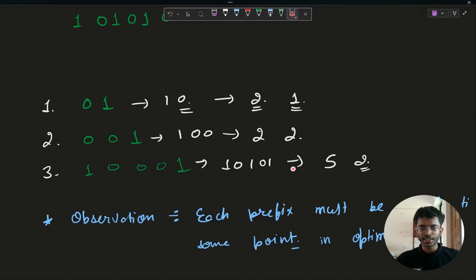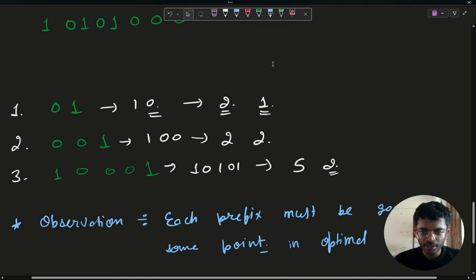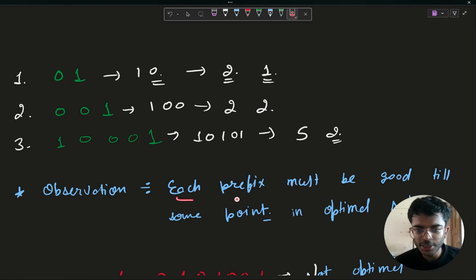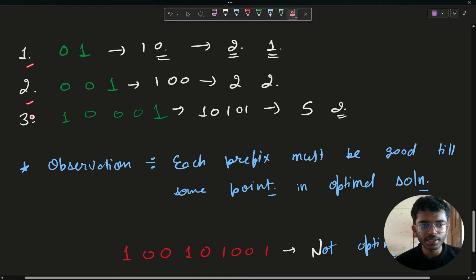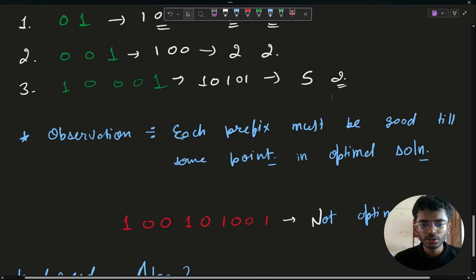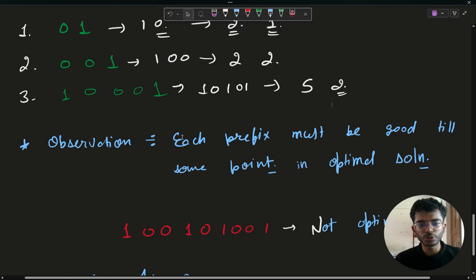Now, will this be the case every time, right? Like this is our observation right now, that each prefix must be good till some point in an optimal solution. But is our observation correct, or is it just a mere observation which is working in these three cases? So let's try to prove this observation.